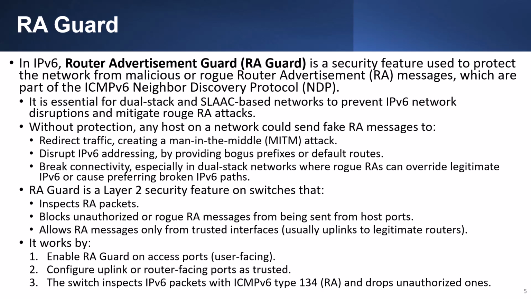RA Guard is a Layer 2 security feature on switches that inspects RA packets, blocks unauthorized or rogue RA messages from being sent from host ports, and allows RA messages only from trusted interfaces, which is usually uplinks to legitimate routers. It works by enabling RA Guard on access ports or user-facing ports, configuring uplink or router-facing ports as trusted, and the switch inspects IP version 6 packets with ICMP version 6 type 134 and drops unauthorized ones.